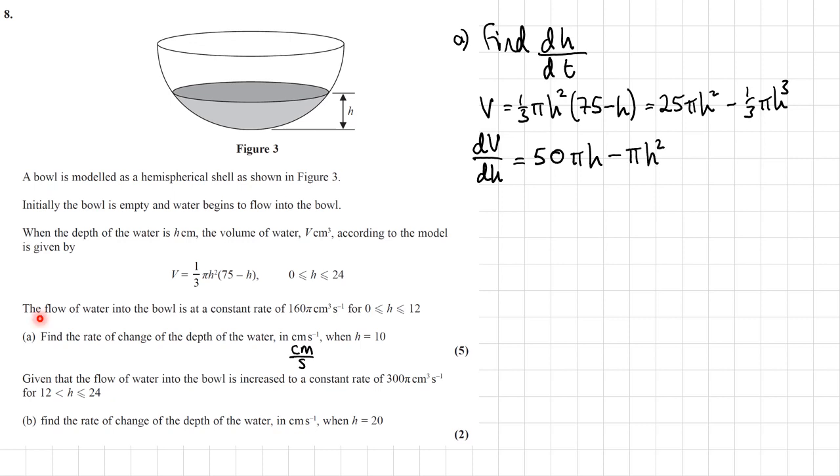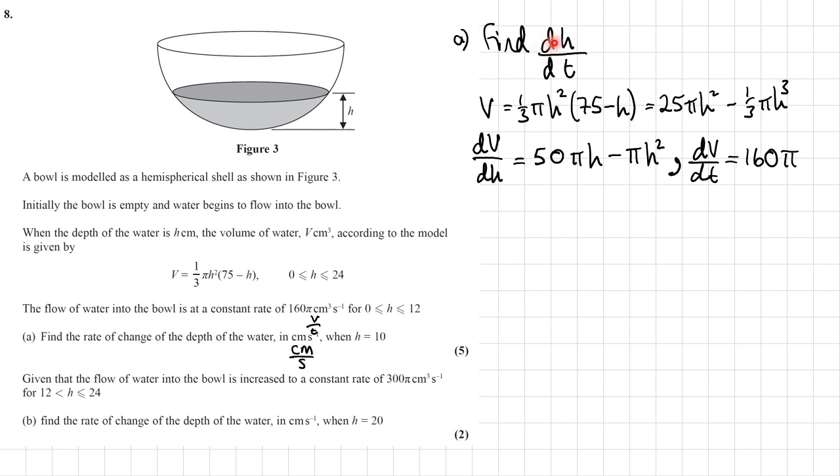Then I'm going to look at this next bit of information. The flow of water into the bowl is at a constant rate of 160π centimetres cubed per second. Again, I've got some units here. Look, that's a volume over a time. So what I've got from that is dV/dt. And because it's flowing into the bowl, it's increasing, so it's going to be positive. dV/dt is just 160π.